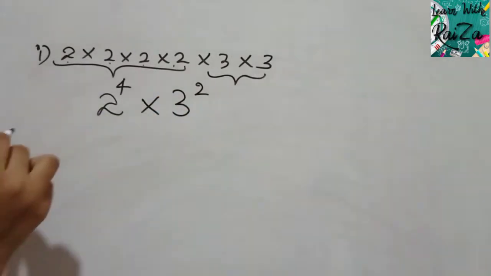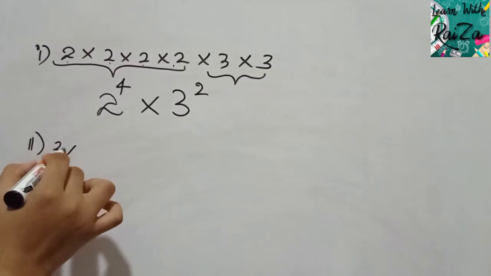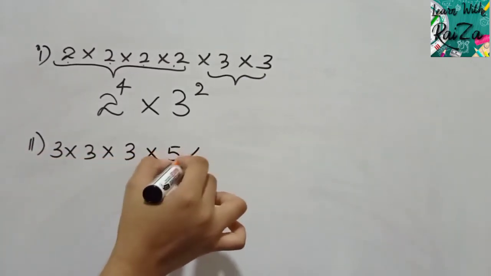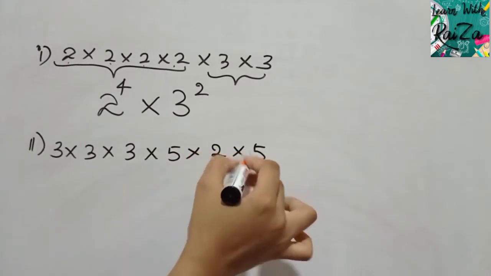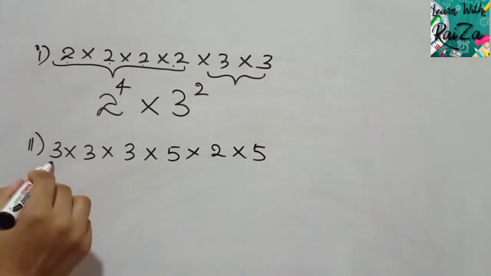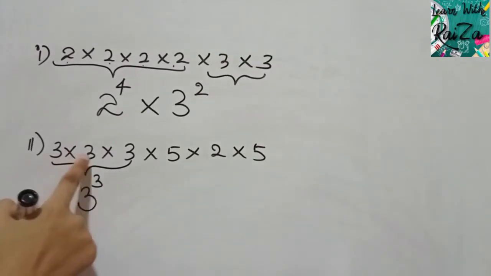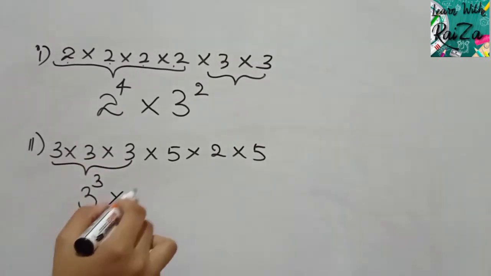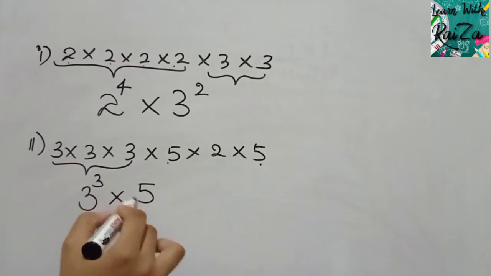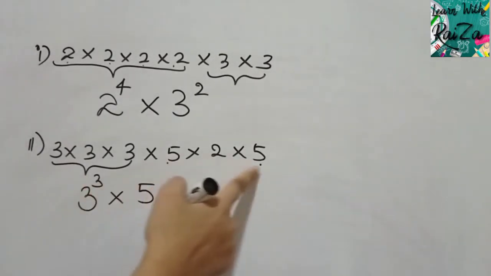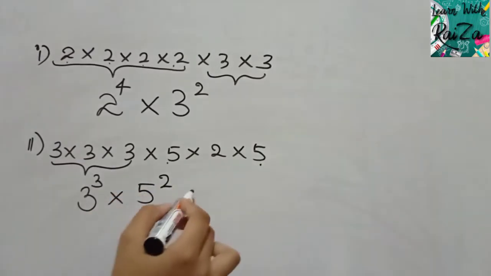Another example. Right. 3 is common. So 3 base to the power 3. 1, 2, 3. Multiply 5. So it can be in two different places as well. That's why I took this example. It comes twice. 5 to the power 2.